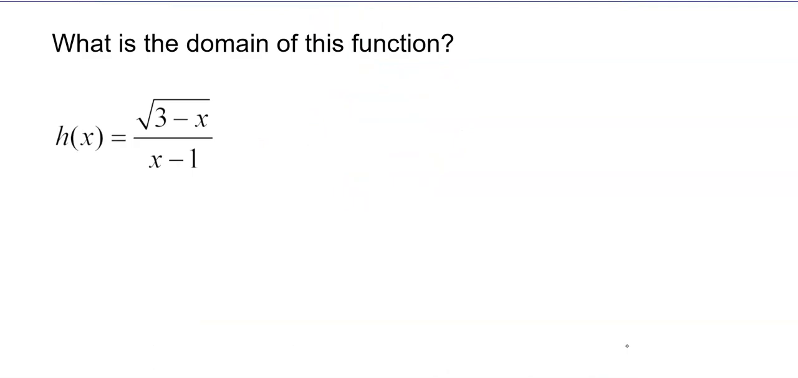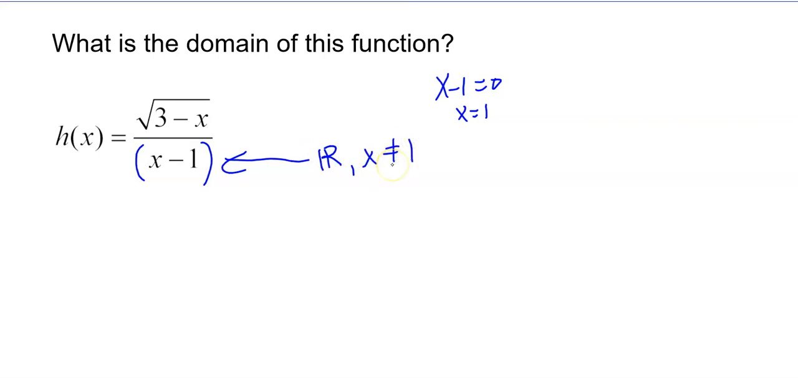This is about the toughest domain problem we can have because it's got two things going on. Let's look at the denominator first. What value can x not be in the denominator? Again, the denominator can't be 0. So you can say x minus 1 equals 0. Add 1 to both sides, x equals 1. So the domain of this part would be all reals, except x cannot equal 1.